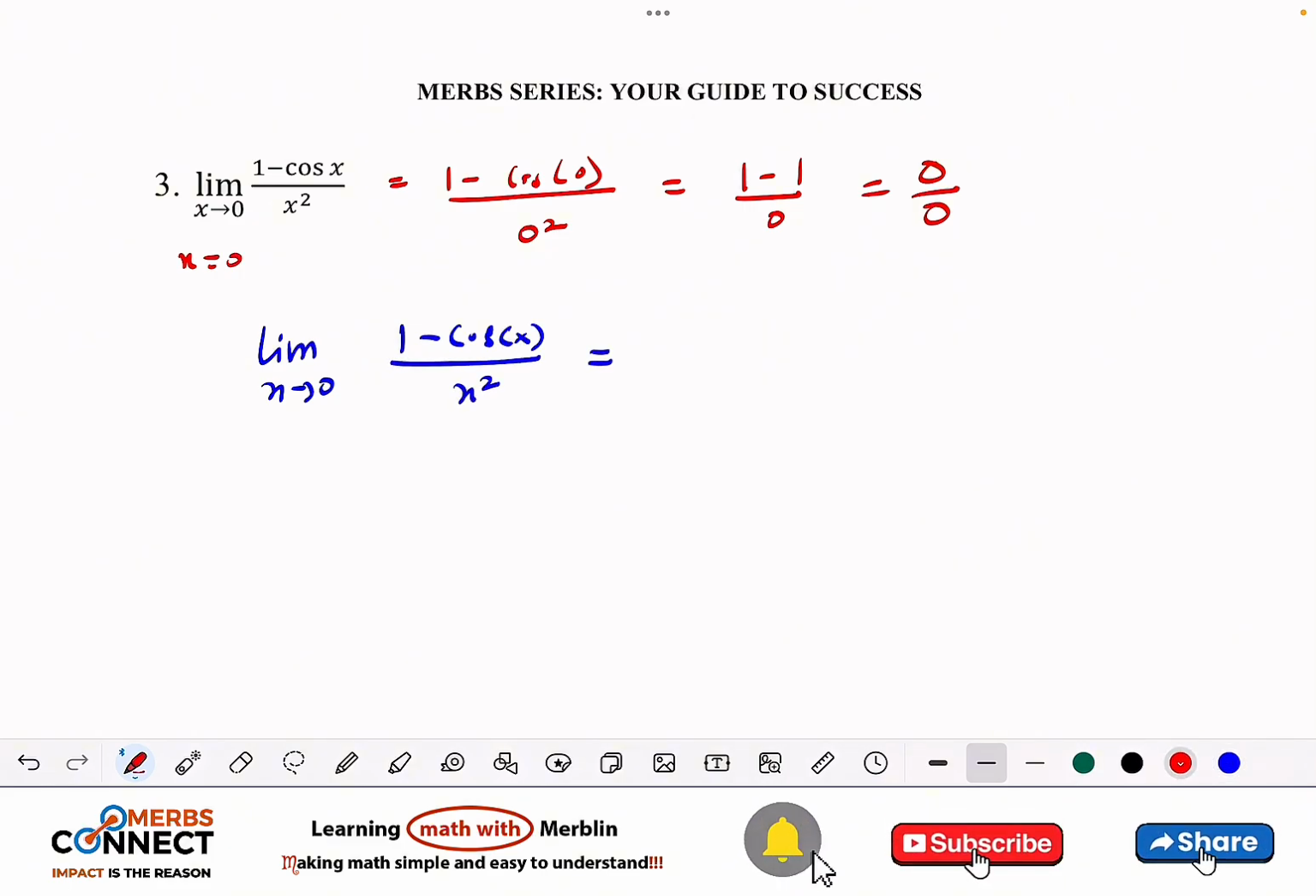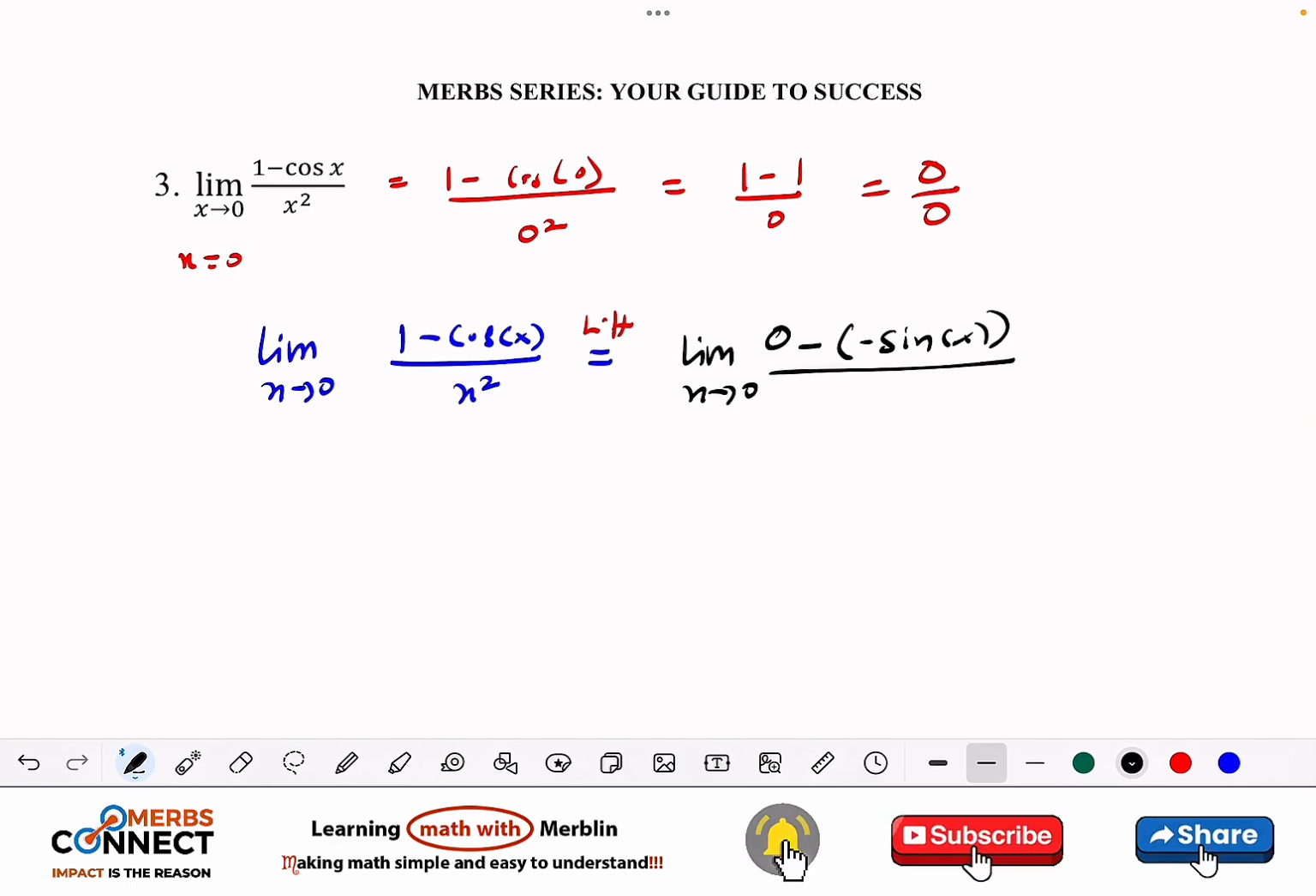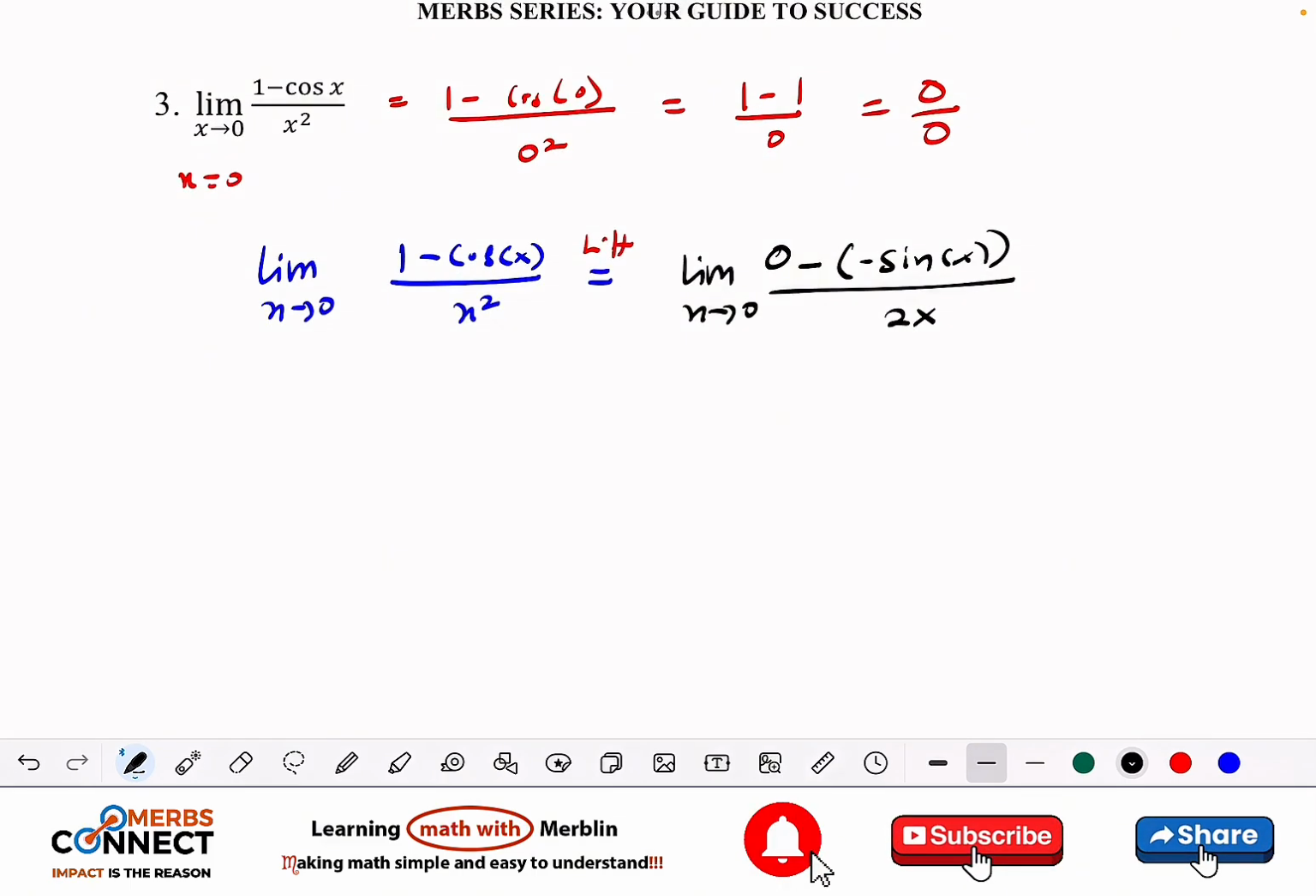This is going to use L'Hopital's rule, and this is going to give us the limit as x is approaching 0. When I differentiate 1, I'll get 0. And then when I differentiate cos, I'll get minus sin. So I have minus and then minus sin. So it's 0, let me put the 0 there, minus minus sin. Divided by, when I differentiate x squared, I get 2x. So the question is, I need to simplify and see if I can put the value in. So when I do that, I'm going to have sin x divided by 2x.